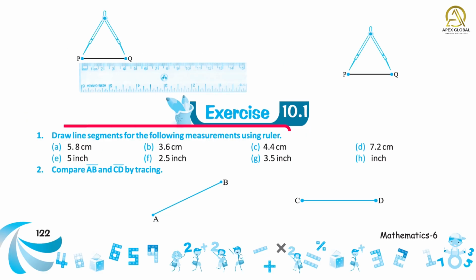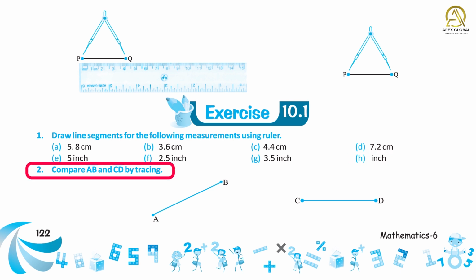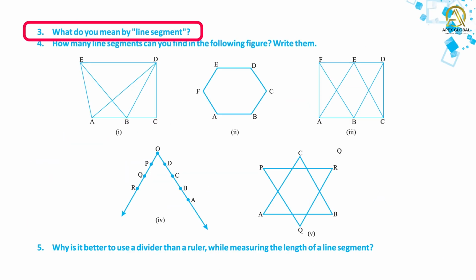Exercise 10.1. Question 1. Draw line segments for the following measurements using a ruler. A. 5.8 cm, B. 3.6 cm, C. 4.4 cm, D. 7.2 cm, E. 5 inch, F. 2.5 inch, G. 3.5 inch, H. inch. Question 2. Compare AB and CD by tracing. Question 3. What do you mean by line segment?